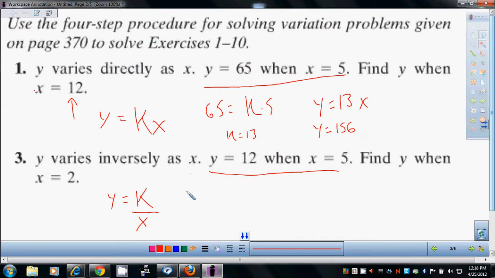Okay, so what do I do to solve for K now? That's right. 12 equals K over 5. Multiply by K, and by 5, what is K? 60. So what's my new equation?